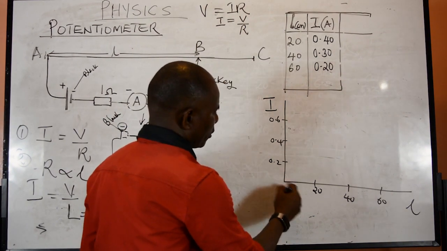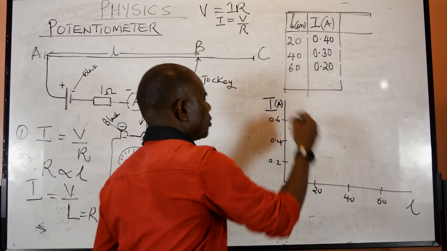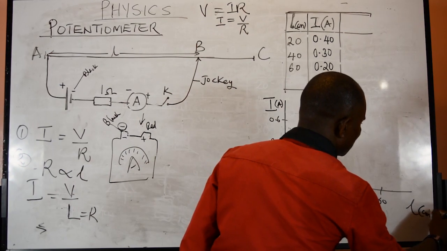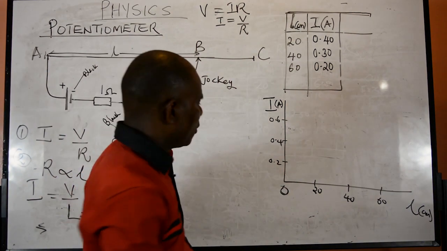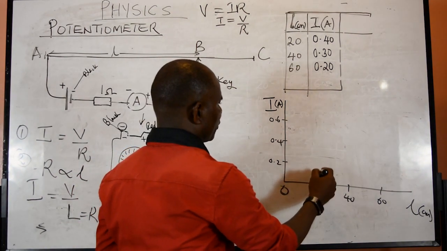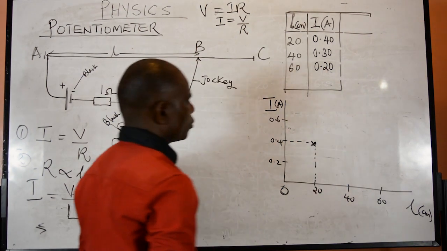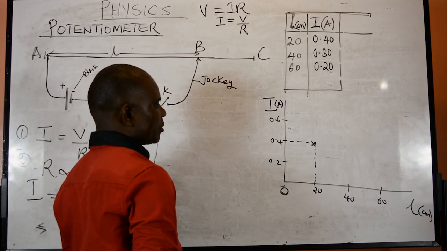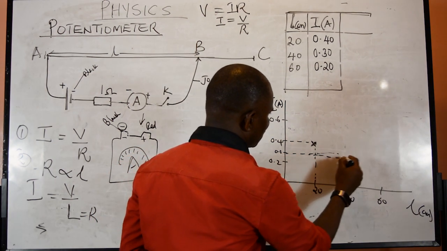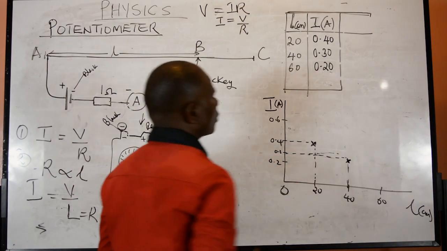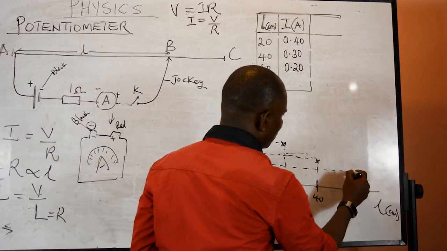Now, if we plot this graph, we want to see the relationship of that sketch. The current is measured in amperes, and the length is measured in centimeters from our rule. You can also measure it in meters if you like. 0.4 corresponds to 20, so that is here. Then 40 centimeter corresponds to 0.3, so 0.3 is somewhere here. And 0.2 corresponds to 60, so 0.2 is somewhere there.